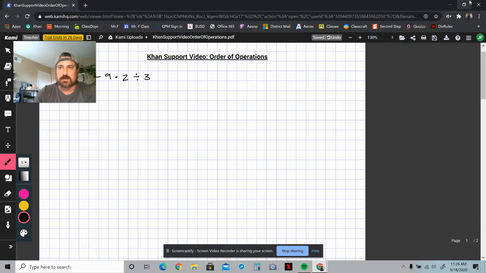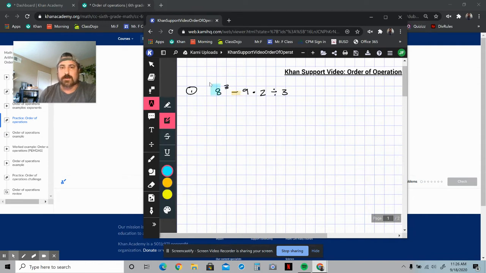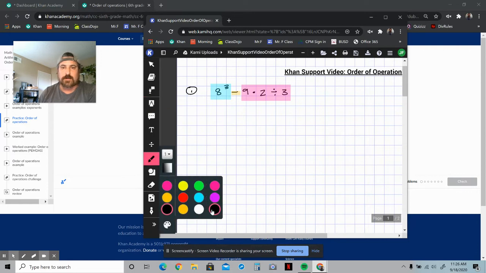Let me maximize that. I can minimize it. All right, so the first thing you're going to do here is look for addition or subtraction outside of parentheses so we can identify our terms. So I see that subtraction sign that's outside of parentheses, which means that I'm looking at a two-term expression here. I got this blue term in front, and I've got this pink value here on the back side. And then we're going to work through and get the value for each term.